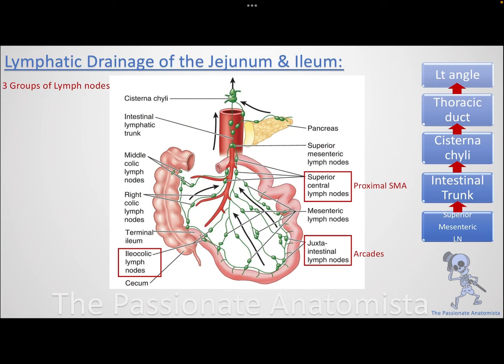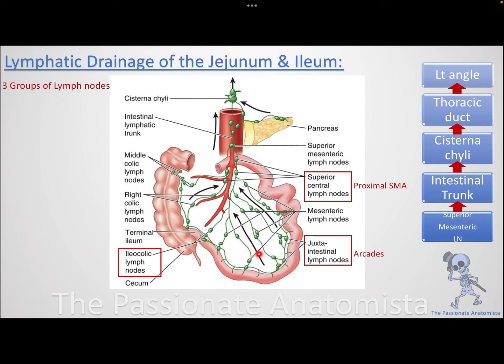Now we have the jejunum and ileum. So in the jejunum and ileum, we have three groups of lymph nodes, okay? What are these groups? We have the superior central lymph nodes. So if I have a group of lymph nodes that are proximal, very near to the superior mesenteric, we call them superior central lymph nodes. They are at the center and they are superiorly. This is draining the superior central area around the SMA, okay, the superior central lymph nodes.